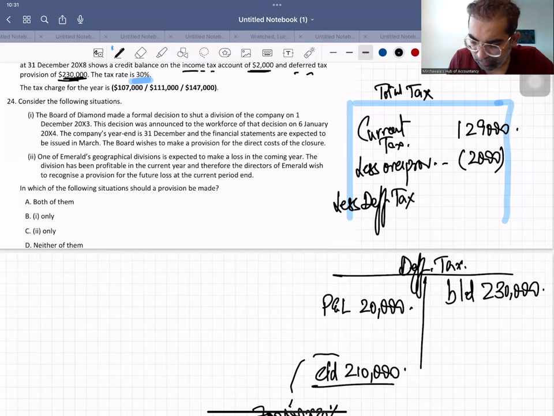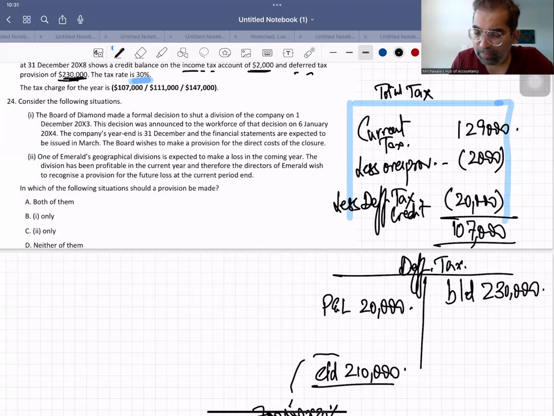So my dear student, can you tell me what is the total packet? Excellent. 107,000 is your total. 107,000 is your total tax packet.